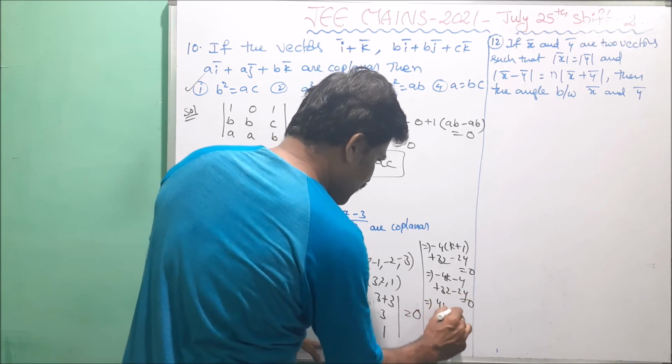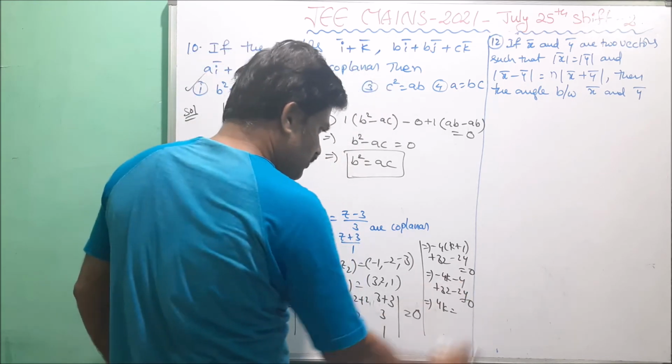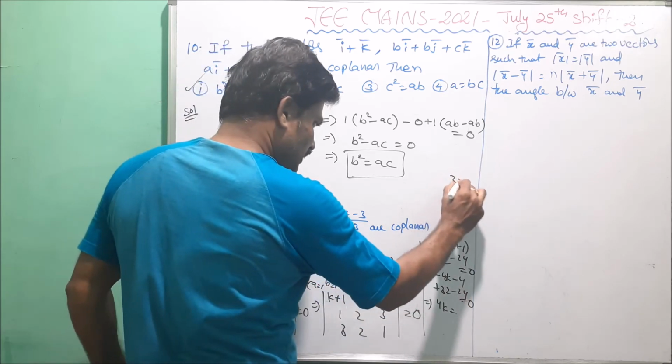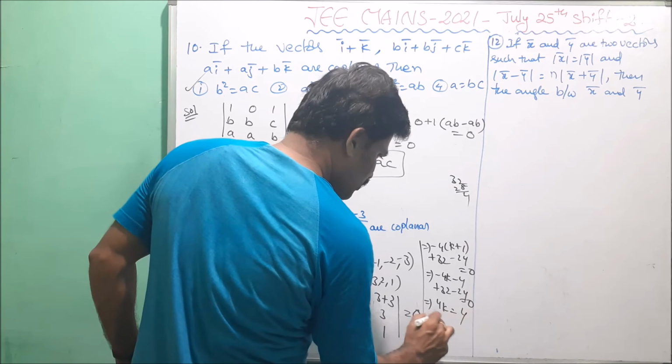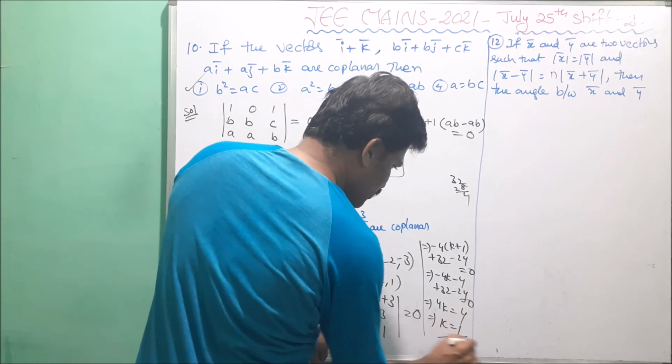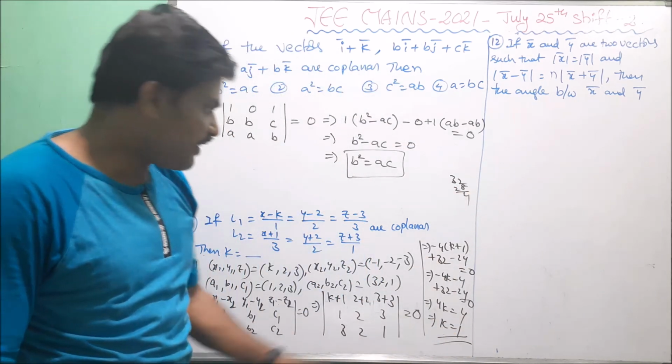Now we write 4k equals 32 minus 28. 32 minus 28, that is 4. So in that k value equals 1. So this is the value of k.